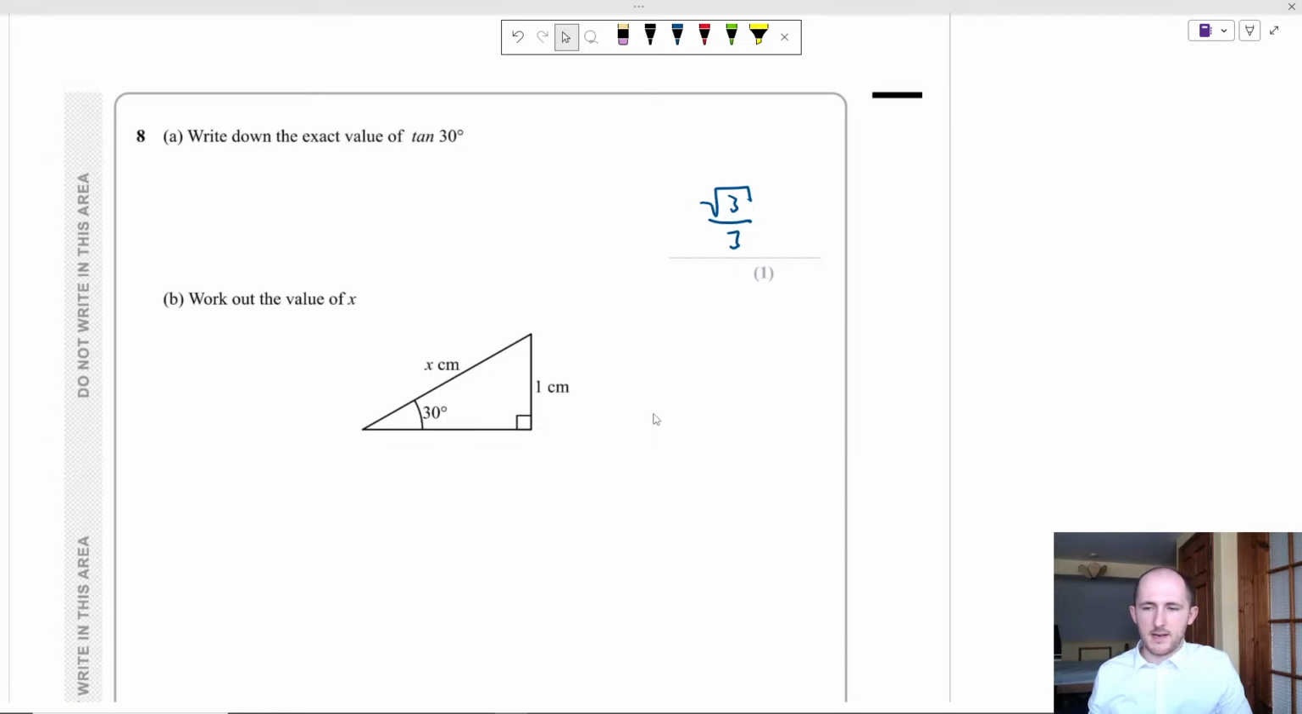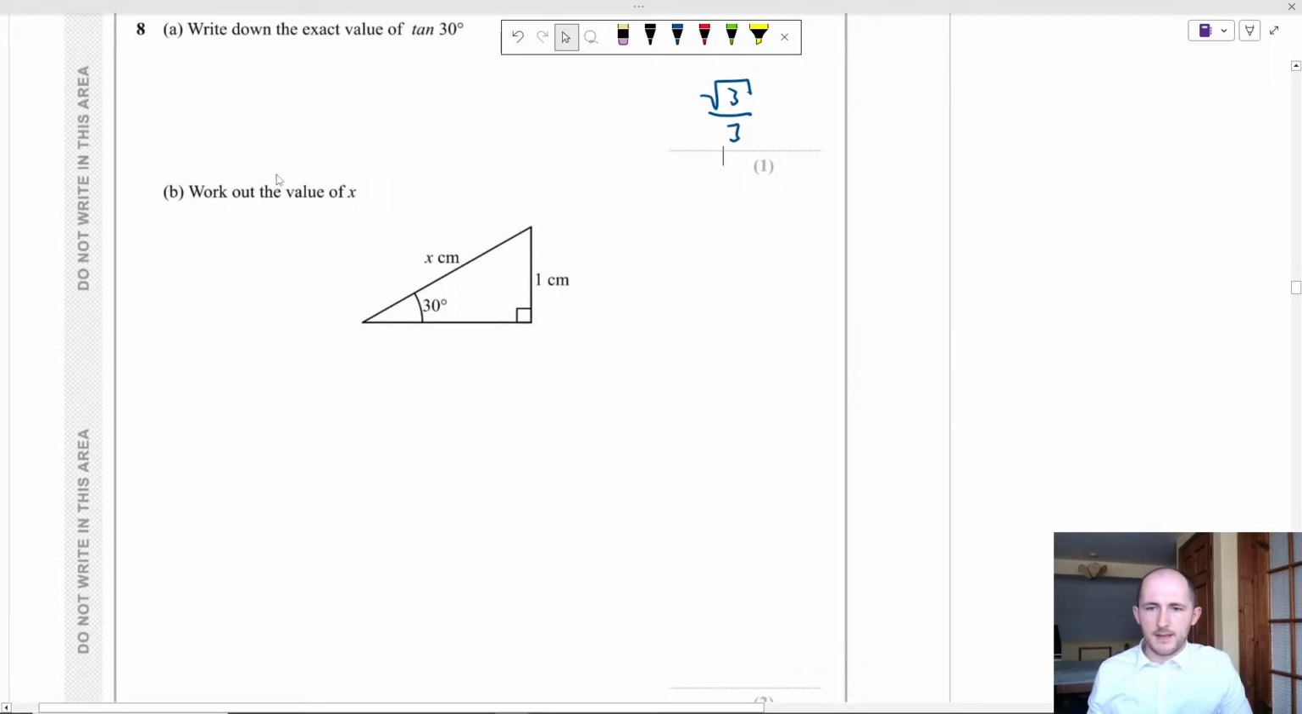This is paper 1, sleepyhead. The next one, again some trig. We have opposite. So again, label the sides opposite, hypotenuse, and adjacent. So we're going to be using sine, and we get sine 30 equals opposite 1 over x. So times the other side.